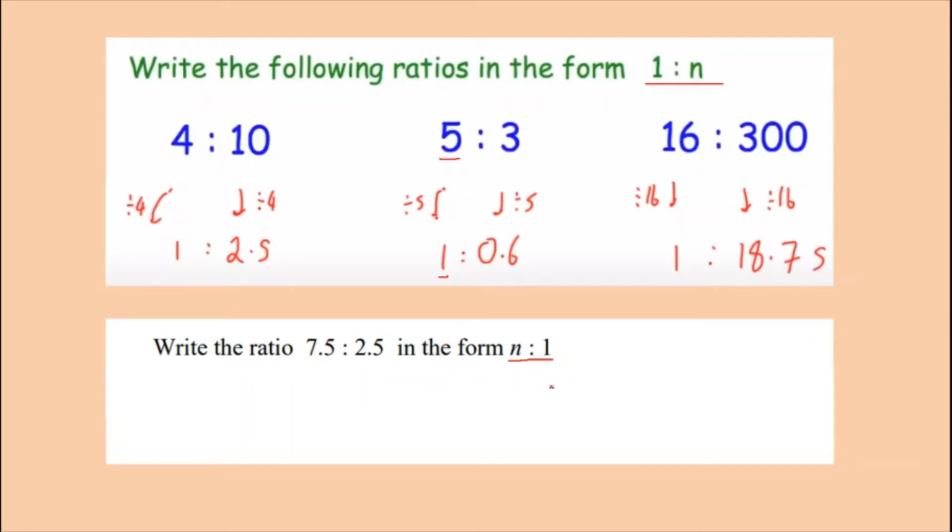The second half, you're going to do exactly the same thing, but instead you're dividing in order to get a 1 at the end. Divide both by 2.5 and get 3 to 1.